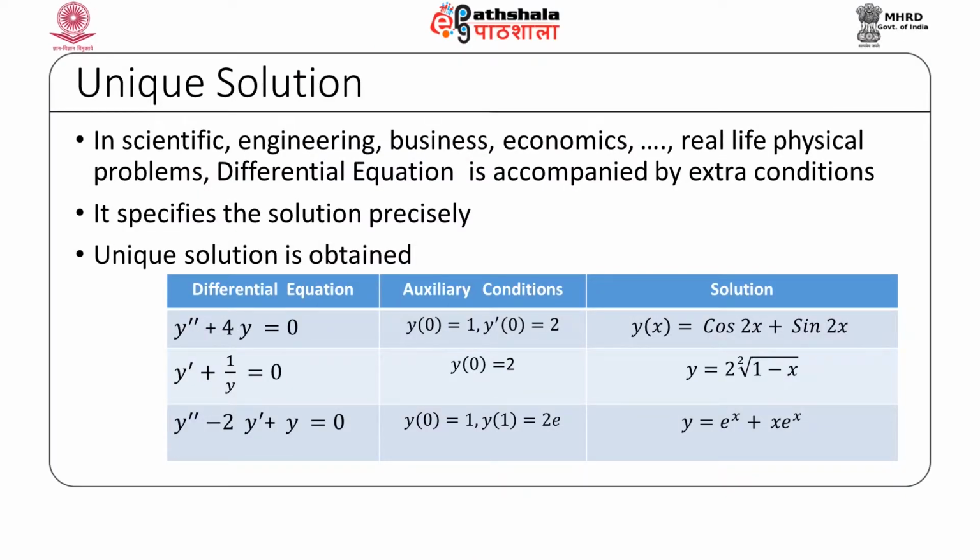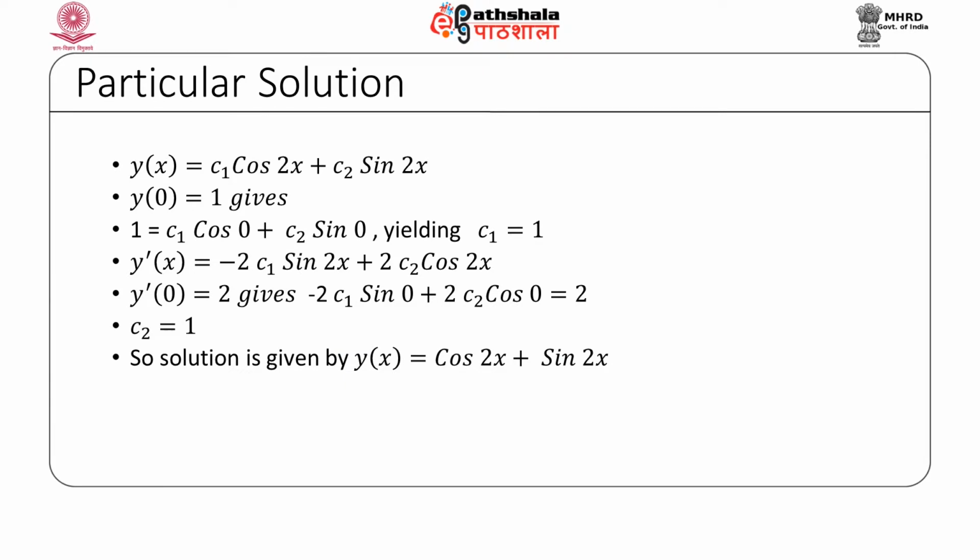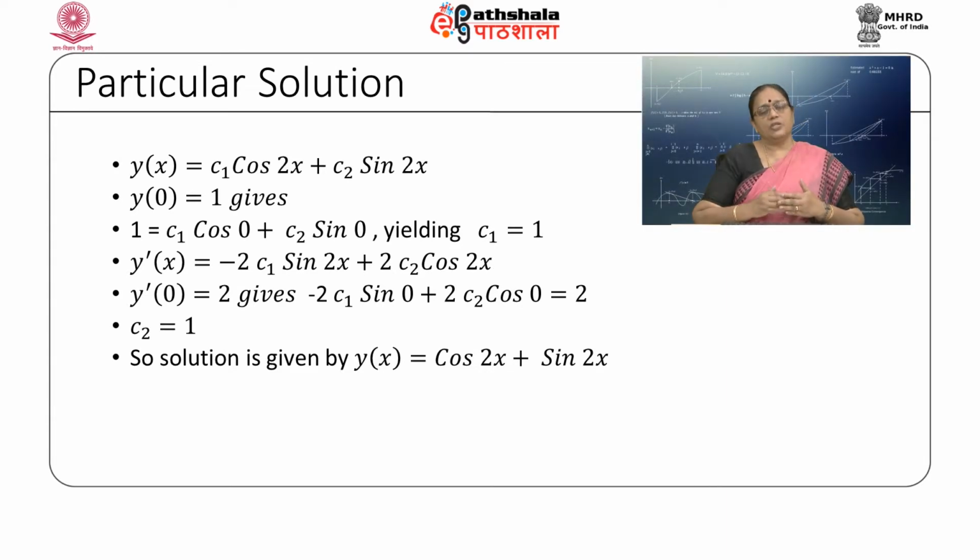For example, if we take the differential equation y'' plus 4y equal to 0, and there are two constants, so we need two conditions, y(0) equal to 1 and the derivative y'(0) equal to 2, then the particular solution of this equation is given by cos 2x plus sin 2x. Let us see how it is given. y is c1 cos 2x plus c2 sin 2x. Now, we want to find the values of c1 and c2, and we are given two conditions, namely y(0) is equal to 1 and y'(0) is equal to 2.